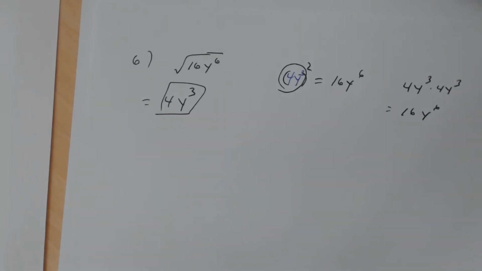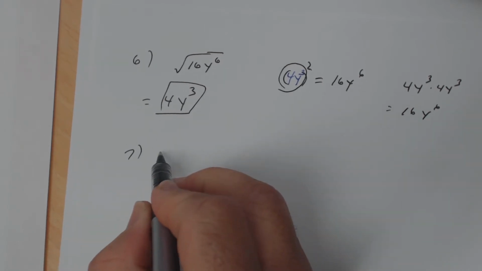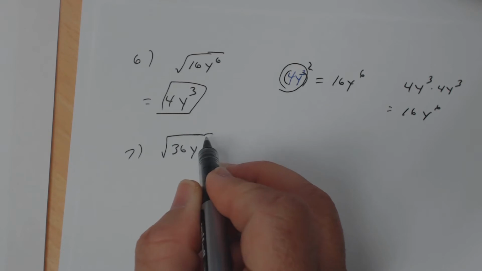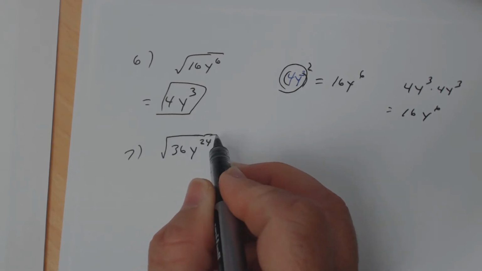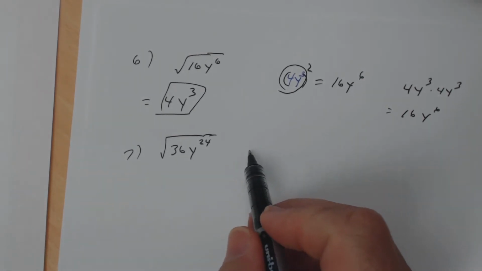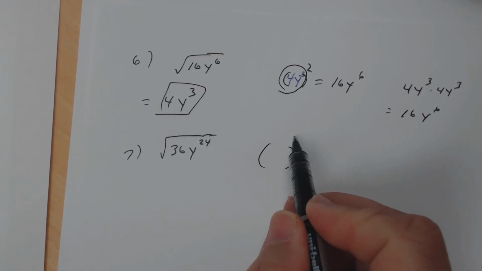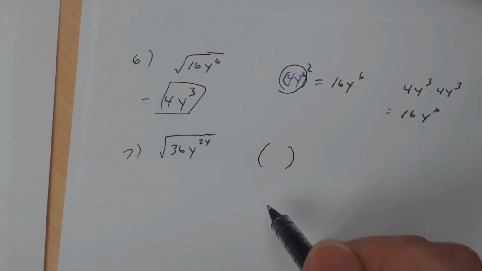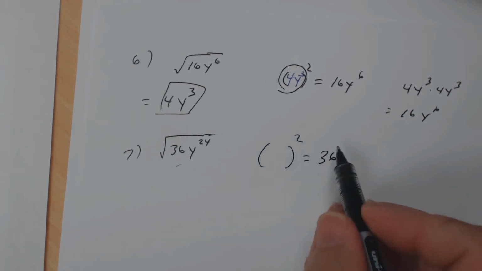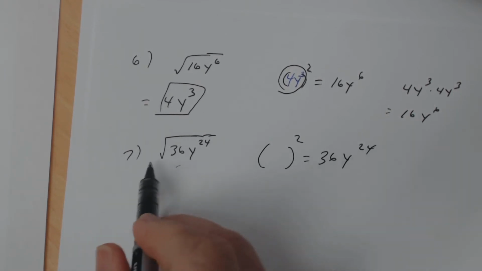Number 7. Suppose I had the square root of 36 times y to the 24th power. Again, let's think about what we want to do. The square root of 36y to the 24th means: what number squared gives my radicand, 36y to the 24th? Remember your radicand.